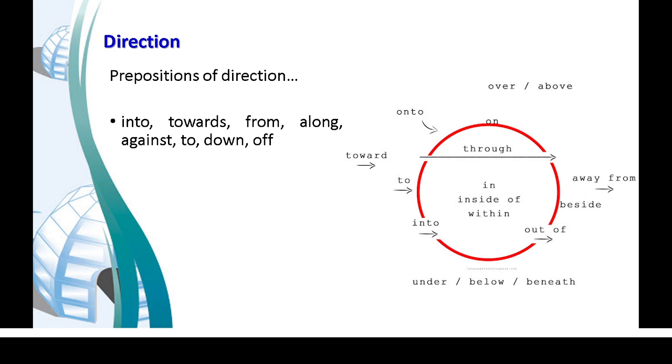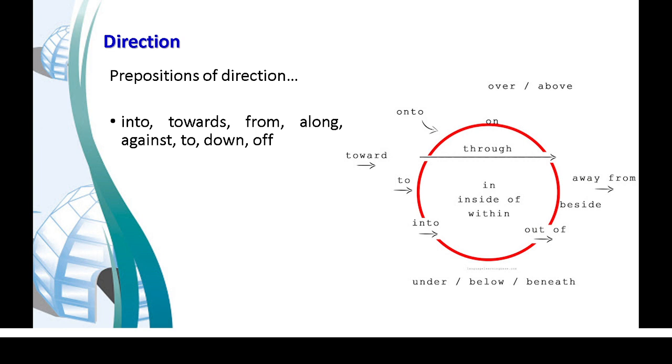Towards, through: you can see the arrow is going through the circle, and an arrow is coming towards the circle and going away from the circle. Like that, to is also coming. And you can see the difference between to and into. The arrow is coming into the circle and it is going out of the circle.